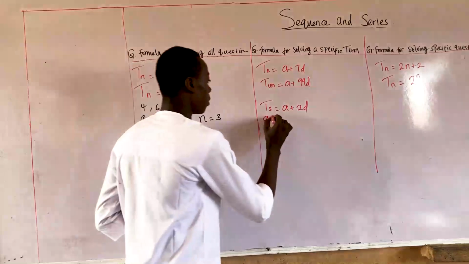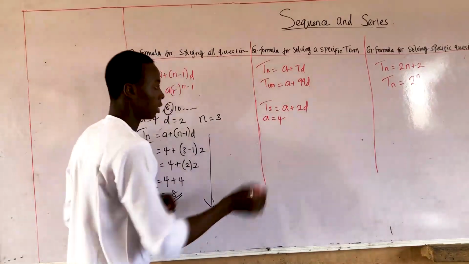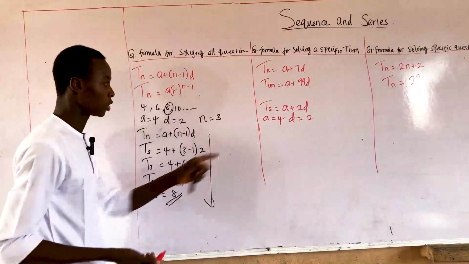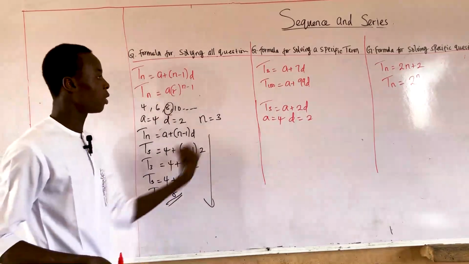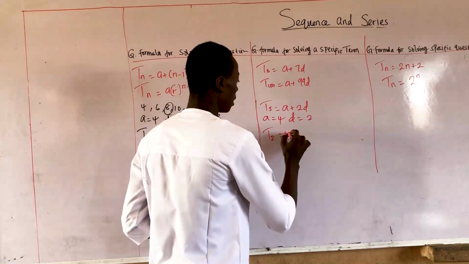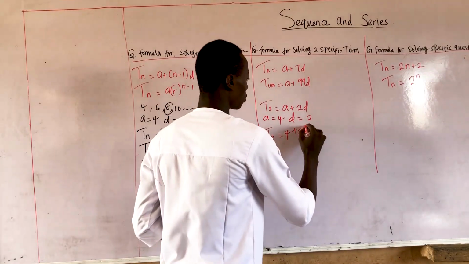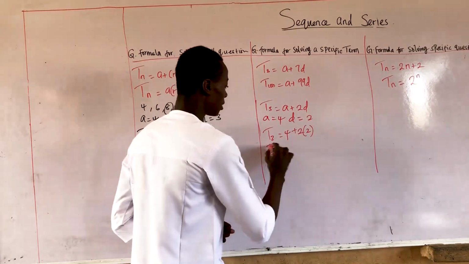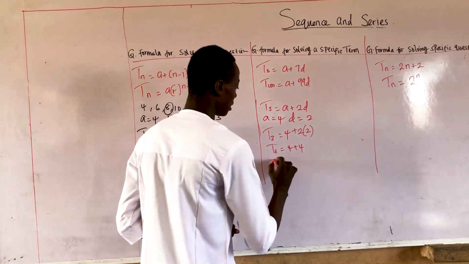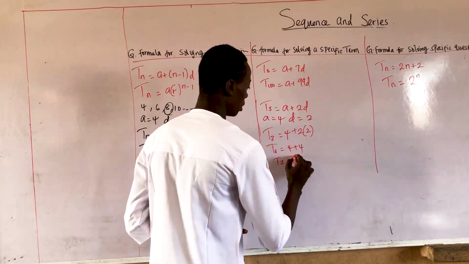Our a here is 4, and our d here is also 2. I want to solve the same question. Just wanted to prove that this one is faster than this. So we have T3 is equals to, what is our a? 4. What is our d? 2, right? So we have T3 is equals to 4 plus 4, right? T3 is equals to 8.